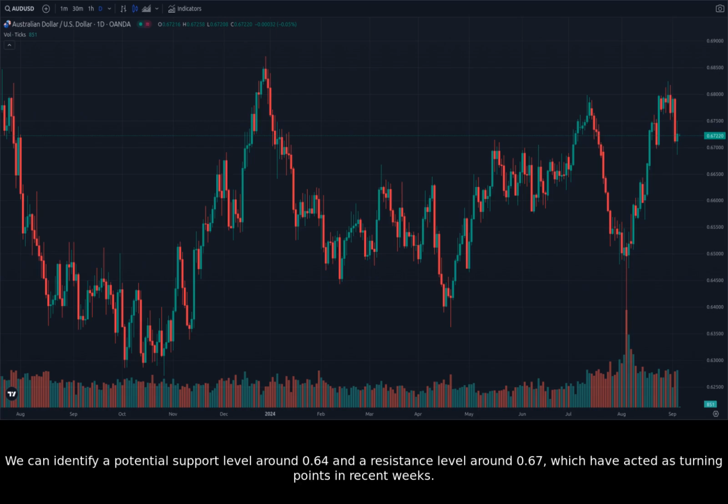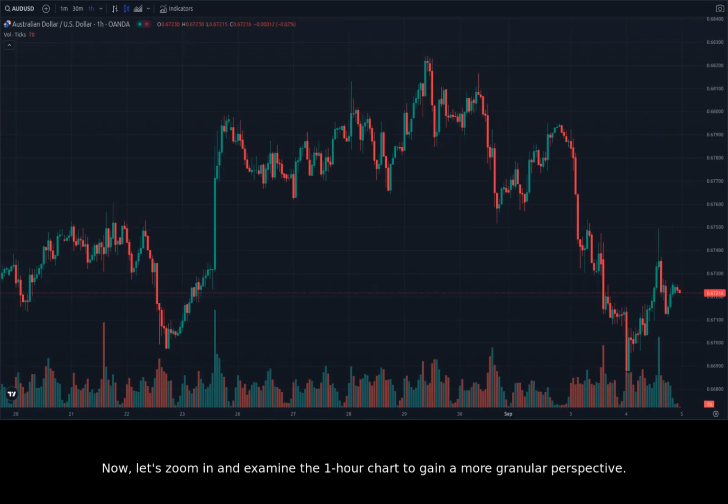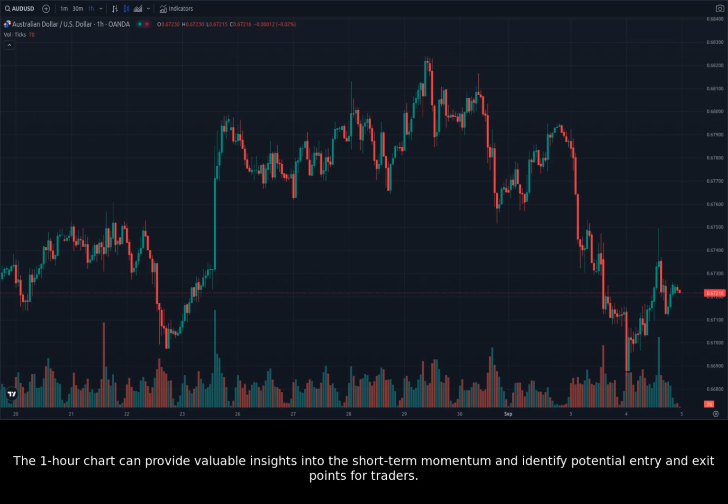We can identify a potential support level around 0.64 and a resistance level around 0.67, which have acted as turning points in recent weeks. It's crucial to remember that support and resistance levels are not absolute barriers, but rather zones where the price tends to slow down or reverse. Now, let's zoom in and examine the 1-hour chart to gain a more granular perspective. The 1-hour chart can provide valuable insights into the short-term momentum and identify potential entry and exit points for traders.